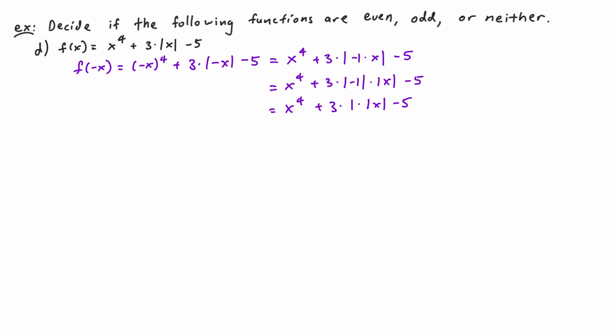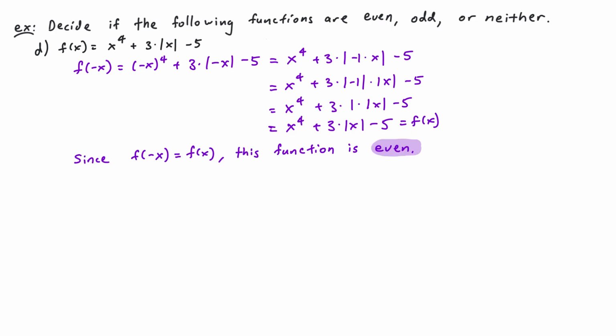And here, this 1, we don't really need to write down because 1 times anything is itself. So our expression is x to the fourth plus 3 times absolute value of x minus 5. So what we found out was that f of negative x is x to the fourth plus 3 times absolute value of x minus 5. We can compare this with f of x. F of x is x to the fourth plus 3 times absolute value of x minus 5, which is the same as what we have. So we can write at the end that this is equal to f of x. And since f of negative x is equal to f of x, we can conclude that this is an even function.